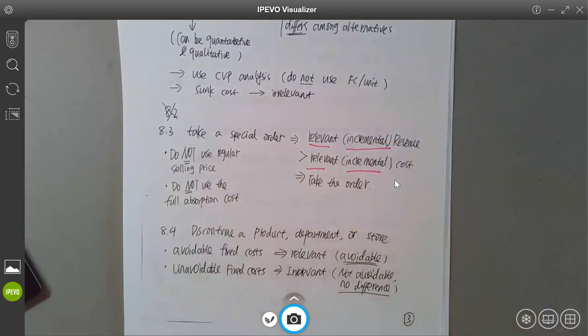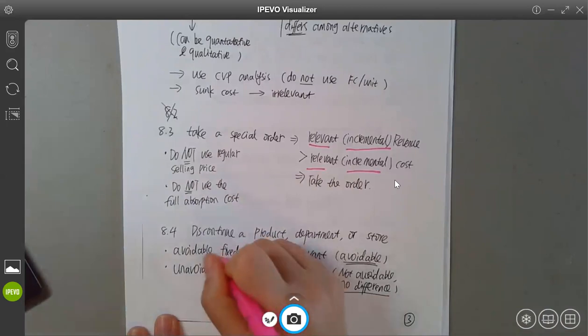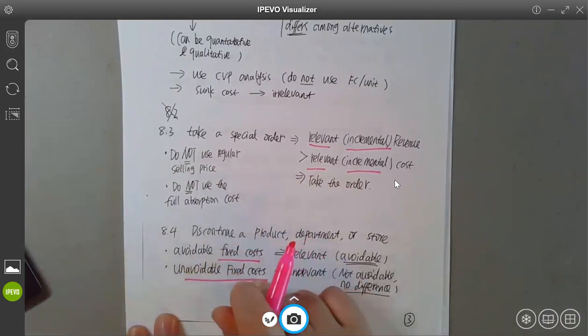Okay. The second situation is, should you discontinue a product, yes or no? You have different products, and you find that some products earn money, while for some products the overall operating income is negative, so maybe you should discontinue them. But the main concept here is avoidable fixed cost and unavoidable fixed cost.